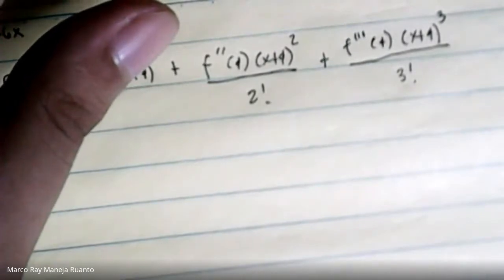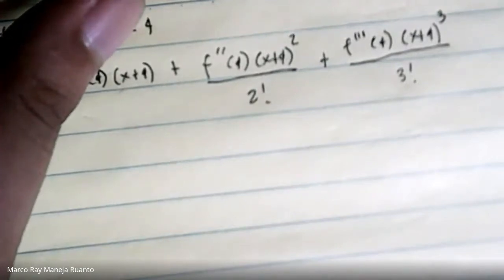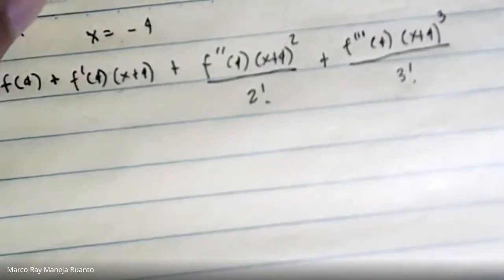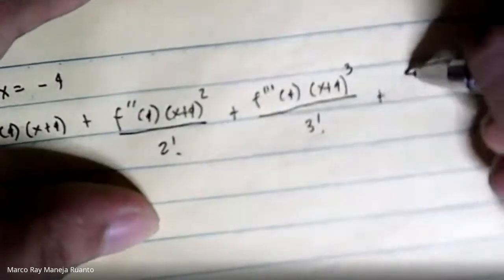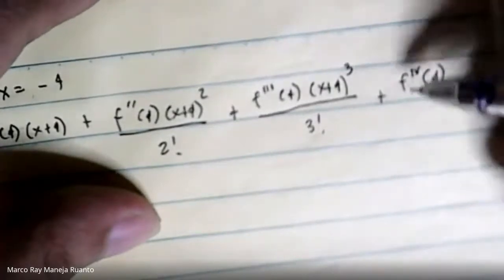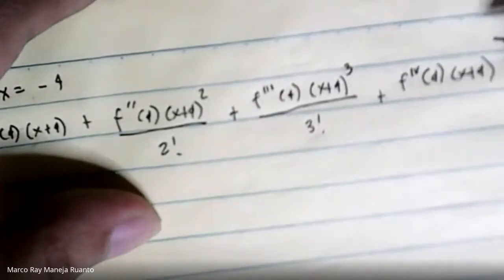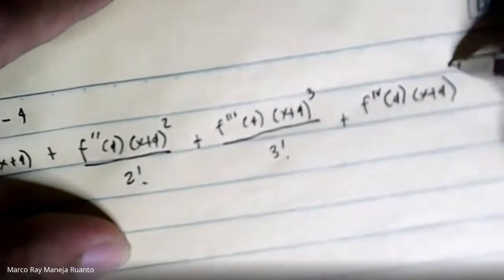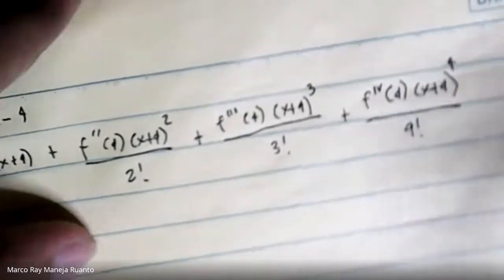Sige, ato na lang, atong tiwason na lang, no? We will just extend one step. For the sake of this example, we'll extend one step: f prime 4 times x plus 4 to the power of 4 over 4 factorial. Okay? Sige.